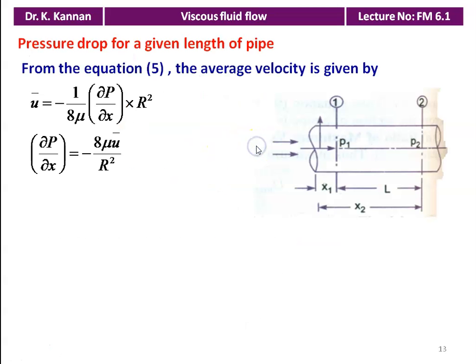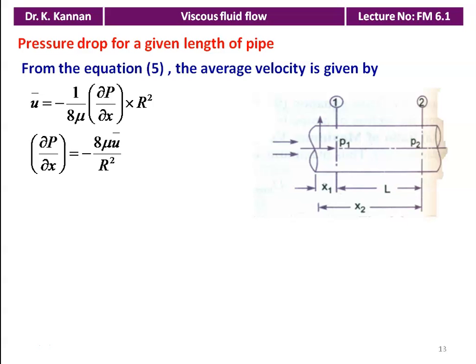And the pressure drop in the pipeline. When the fluid is flowing through the pipeline, how do we calculate the pressure drop? This calculation is very important for designing the motor or the pump for pushing the fluid. The power required to make the fluid flow depends on the pressure drop in the pipeline. To calculate the pressure drop, we are going to use the equation of average velocity.